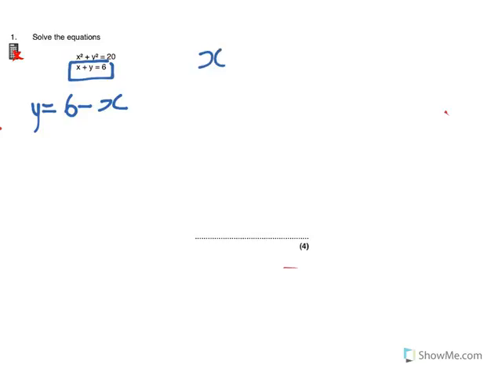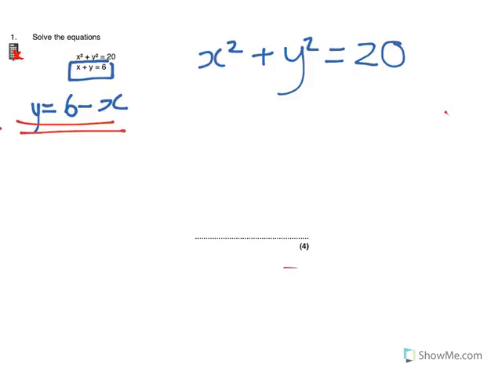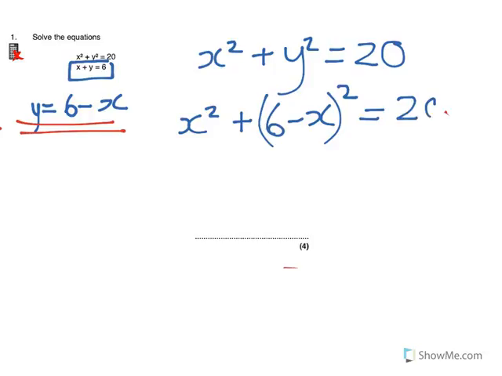So my top equation is x squared plus y squared equals 20. And my aim was to either have only x's or only y's. So I'm going to change that so that there are only x's, and I'm going to swap y for this equivalent sum of 6 minus x, because I know that they are equal over here. So then if I do that, I get x squared plus 6 minus x, and it's important that you put that in brackets, all squared, because it was y squared, equals 20.